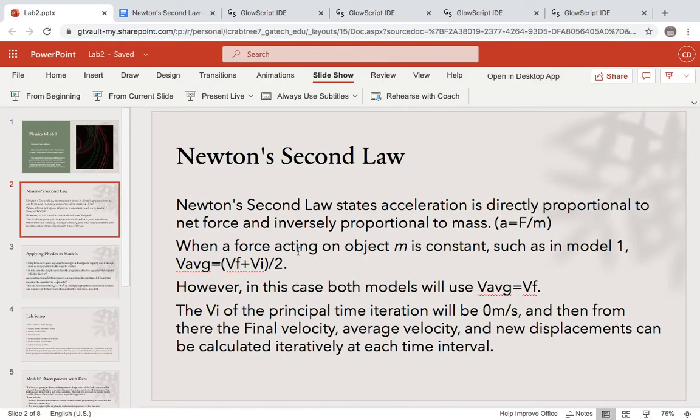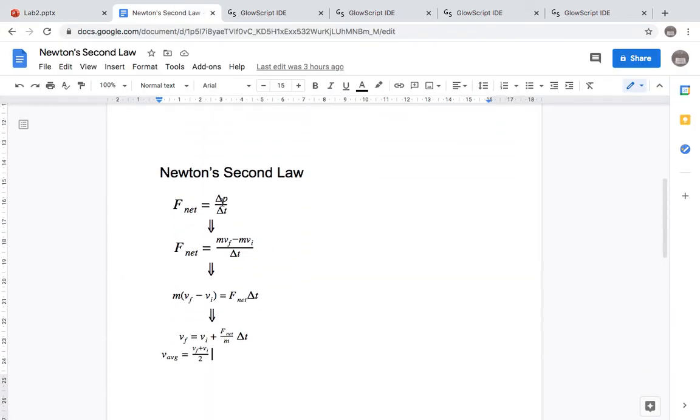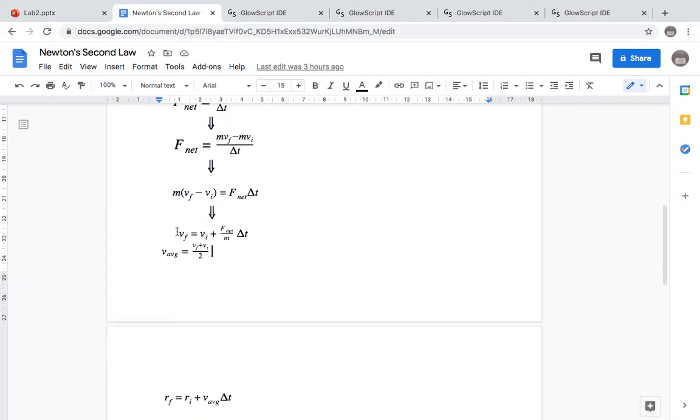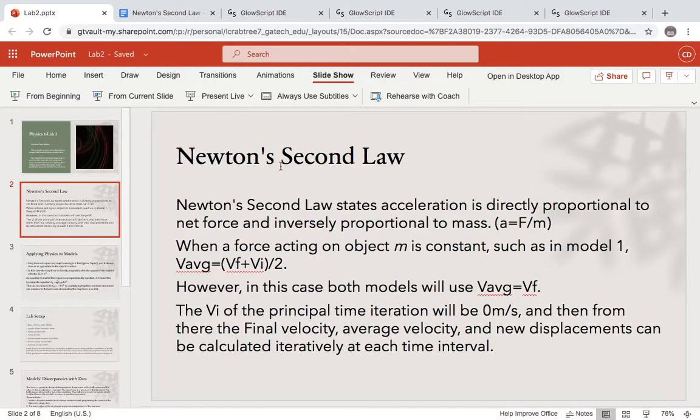The reason Newton's second law is used is because it states that acceleration is directly proportional to net force. It can then be written as this equation, which is F net equals change in momentum over change in time. This can be derived to this velocity equation, then to this displacement equation, connected by the fact that V average equals (Vf plus Vi) over 2 for constant forces. But if it's non-constant, V average just equals V final. For both models, V average is just going to equal V final, just for the sake of simplicity.